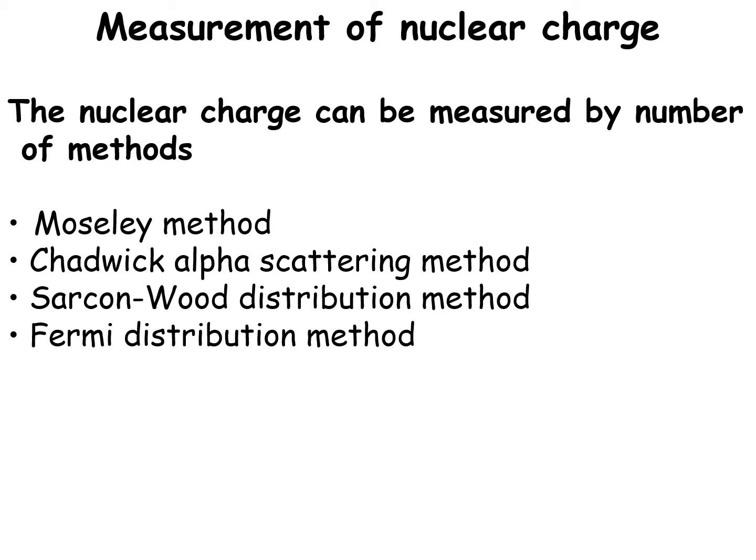Now, these are the different methods of measurement of the nuclear charge. Nuclear charge can be measured by the Moseley method, then the Chadwick alpha scattering method, then the Saxon-Woods distribution method and the Fermi distribution methods. These methods have been explained well in the Jahan Singh book.